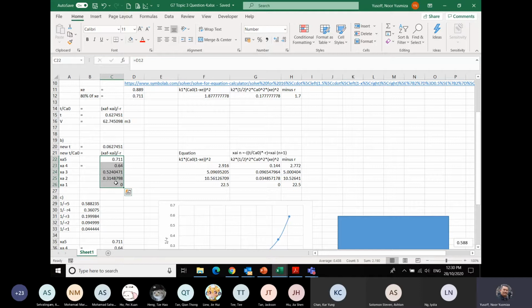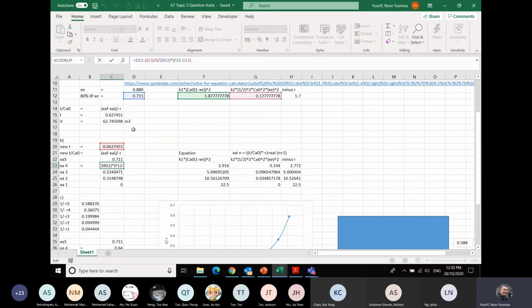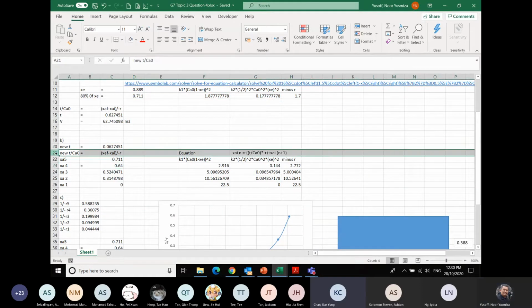Let me check. How do you get 0.711? This is coming from D12, from 80%. So basically this is the final conversion that you want to achieve, 0.711. And then how do you get this value here? Can you explain a bit? Row 21, the formula. Okay. We use this formula to find out the XAI. The XAI is the XA4.